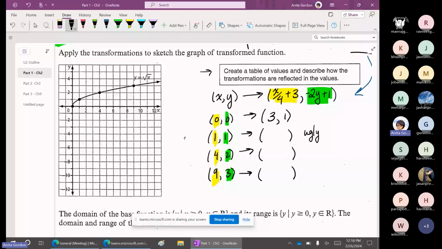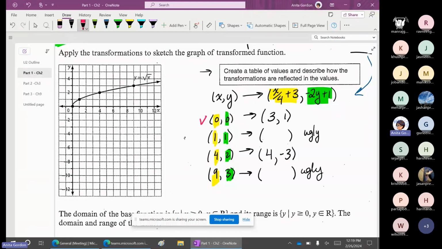4 is easily divided by 4. 4 over 4 is 1. 1 plus 3 is 4. 2 times -2 is -4, plus 1 is -3. I go to my next one, 9. 9 over 4, also ugly. I'm not going to do it. Can I get away with just 2 points? Sure. Let's give it a go.